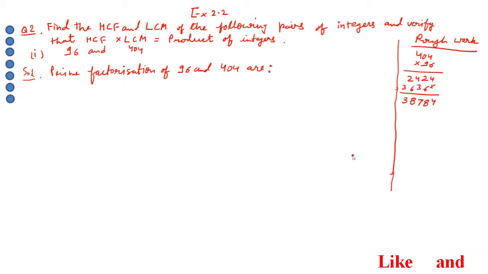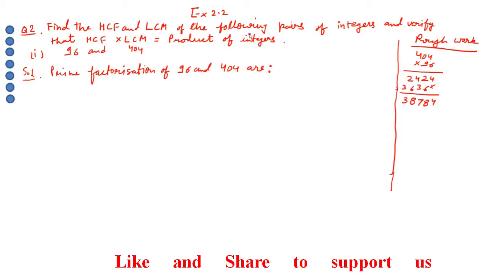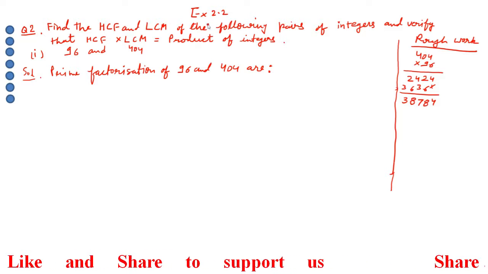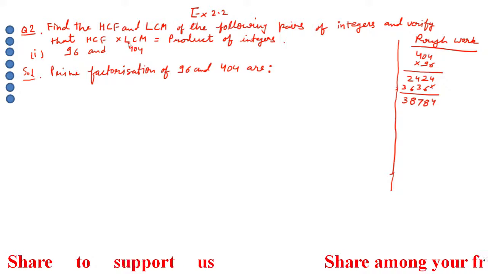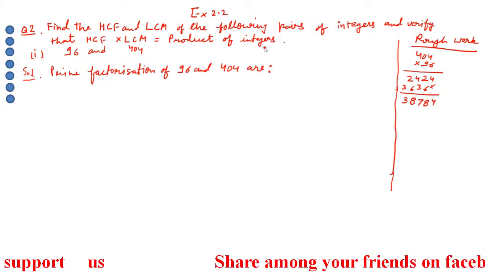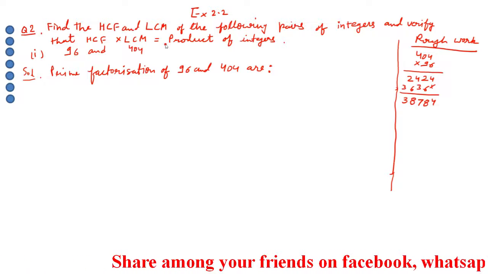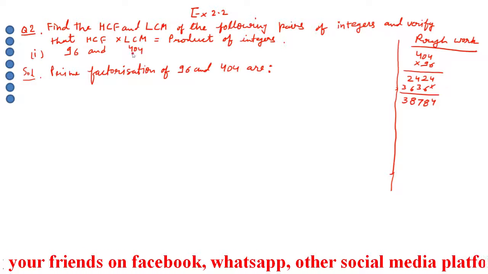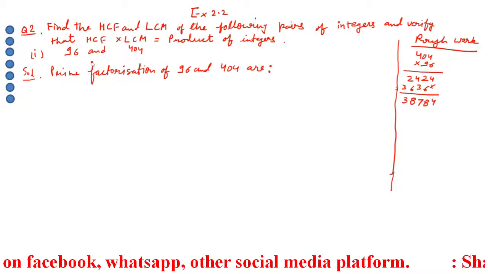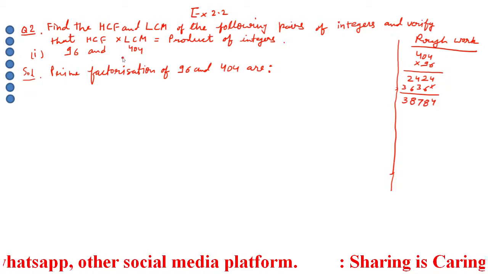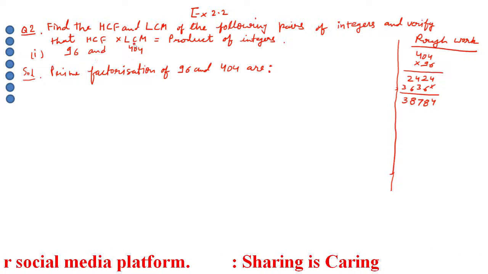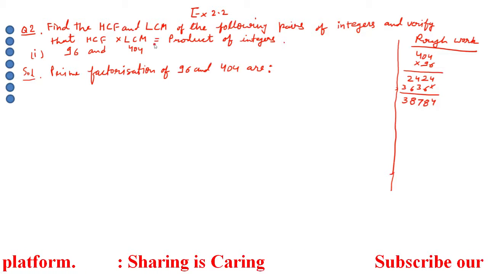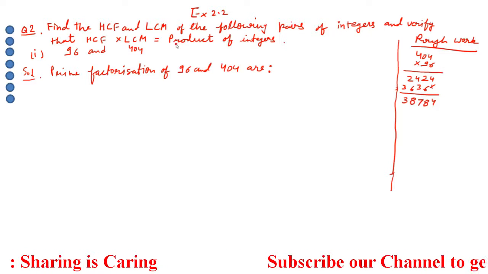Going to explain question number 2 from exercise 2.2. The question is: find the HCF and LCM of the following pairs of integers and verify that HCF multiplied by LCM is equal to the product of the integers. So students, in this question first we have to find the HCF and LCM of both the numbers. After finding them, we have to put in the values and verify whether they are equal or not.